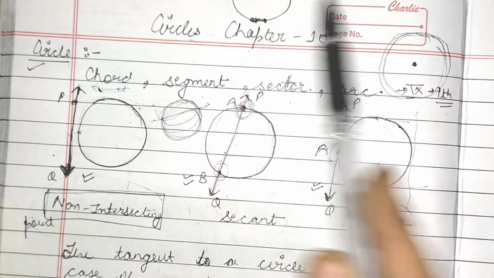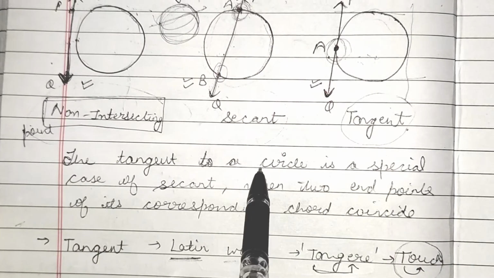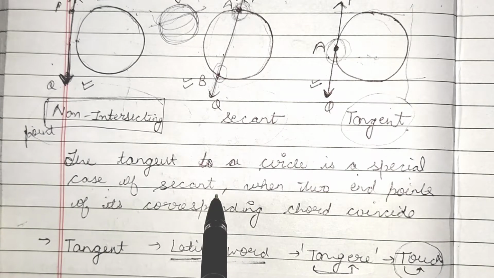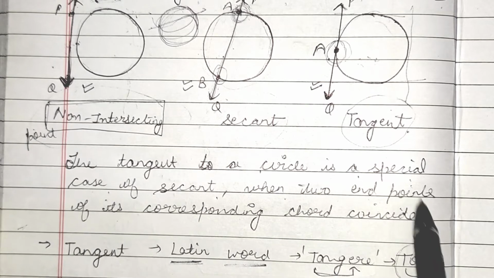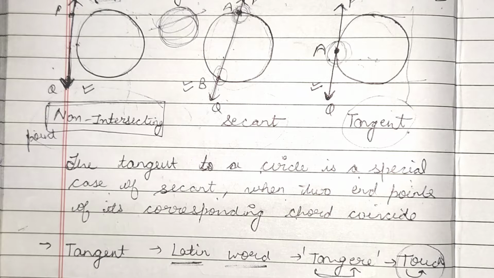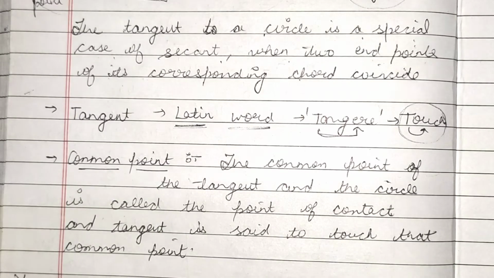My secant will be called my tangent, right? So this is written: the tangent to a circle is a special case of a secant when the two end points of its corresponding chord coincide. Okay, so coming to the next point, what is the common point?